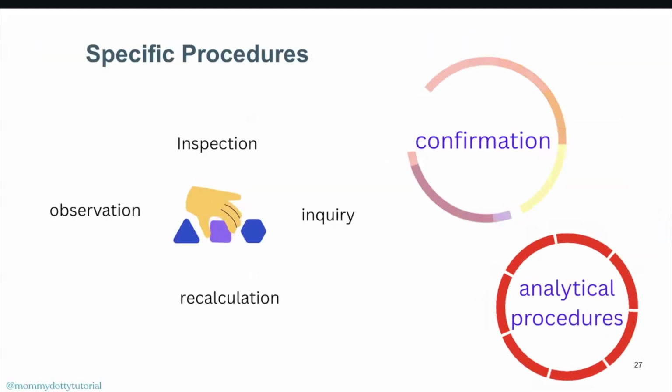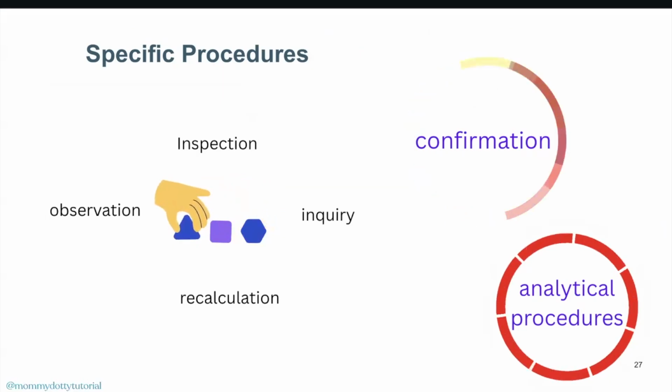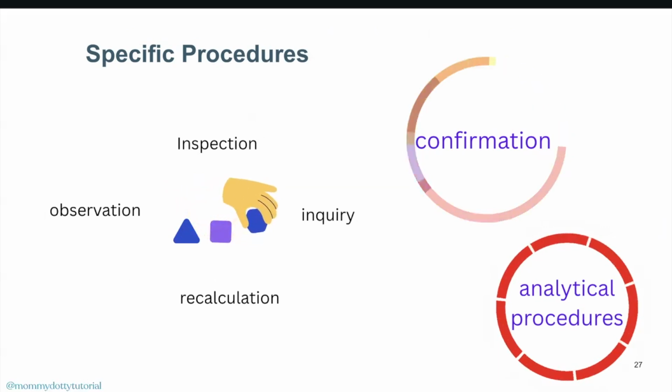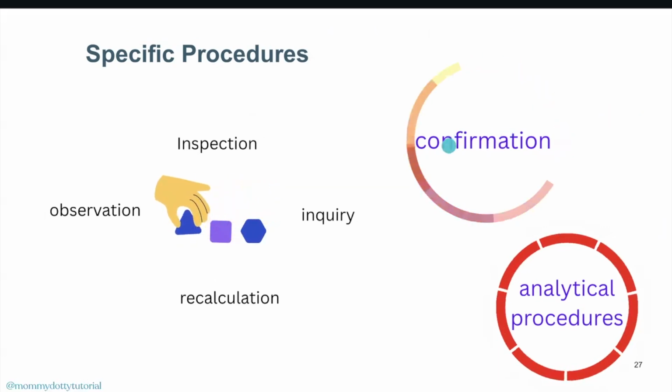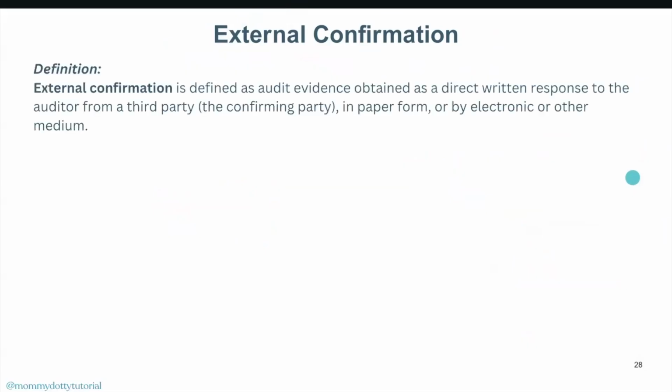All right, the specific procedures that may be applied as substantive procedures include inspection, observation, inquiry, recalculation, confirmation, and analytical procedures. For the next few slides, we will only focus on these two, the confirmation and the analytical procedures. This is for the confirmation. When using external confirmation procedures, the objective of the auditor is to design and perform such procedures to obtain relevant and reliable audit evidence.